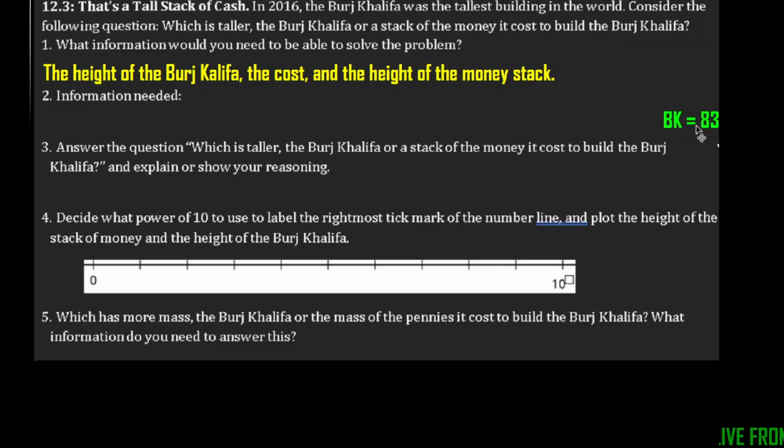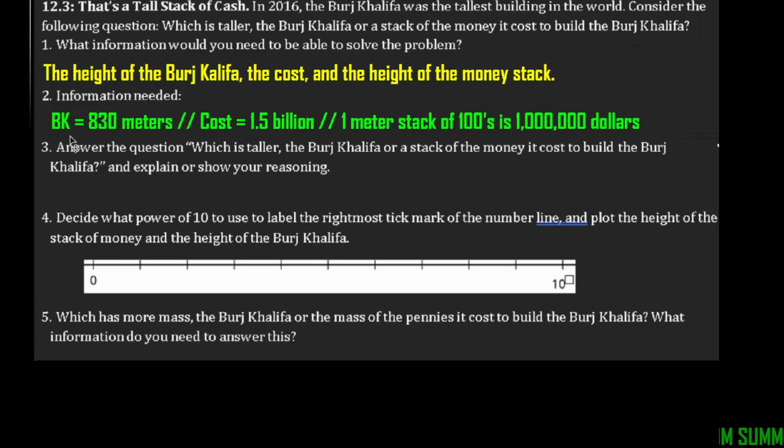I'm going to give you each of these values. It says the Burj Khalifa is 830 meters. The cost was $1.5 billion. And it says a 1 meter stack of hundreds is $1 million.